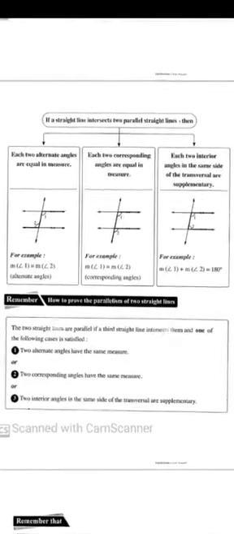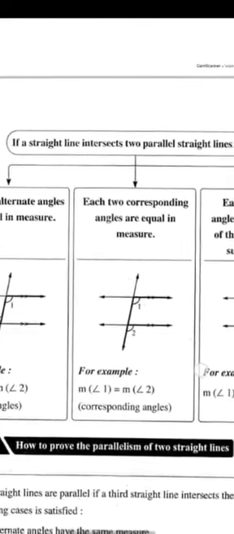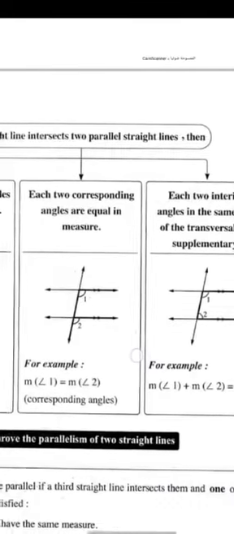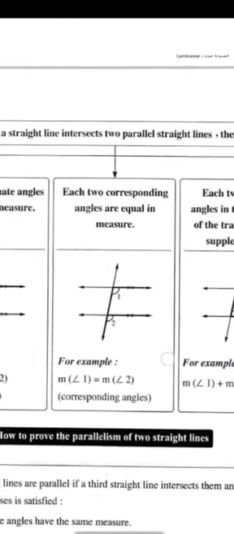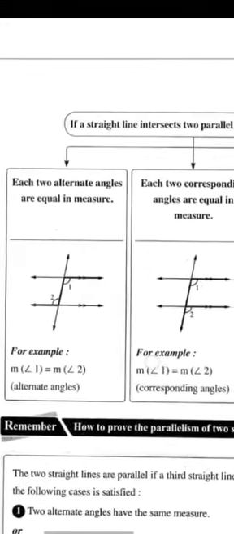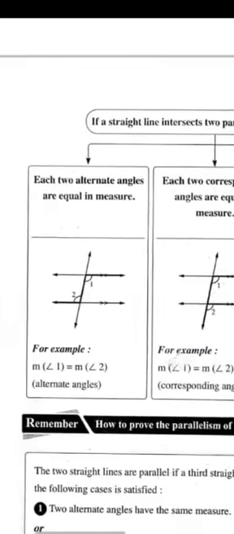We're talking about parallelism. If a straight line intersects two parallel straight lines, then we call that straight line the transversal. The straight line that intersects the two parallel straight lines is called a transversal.